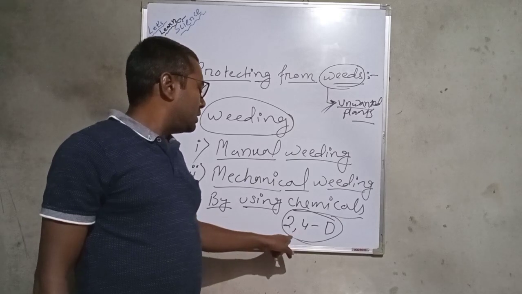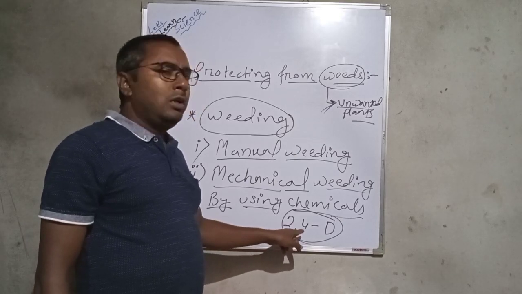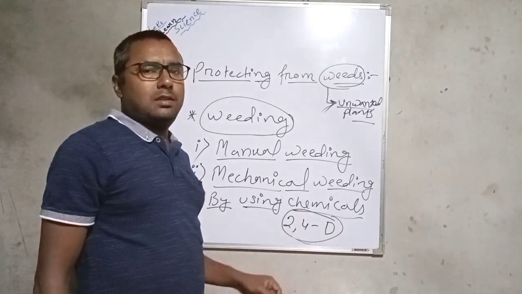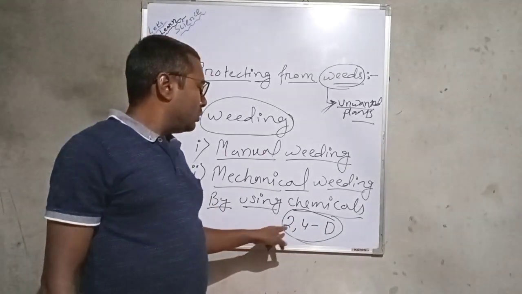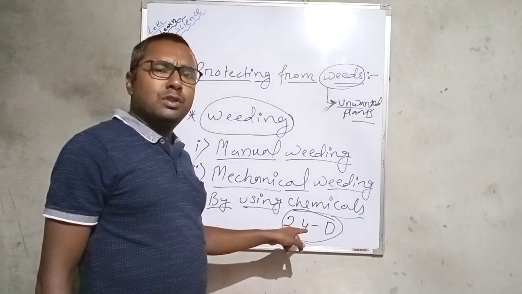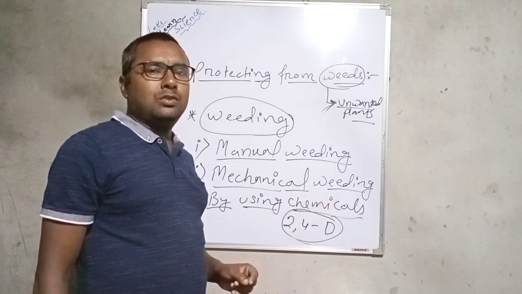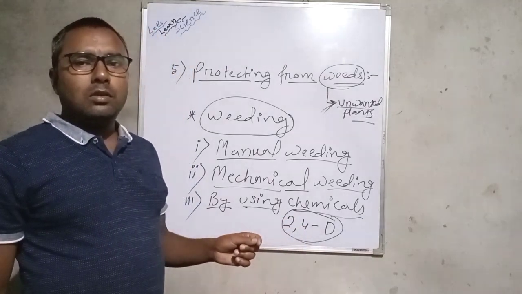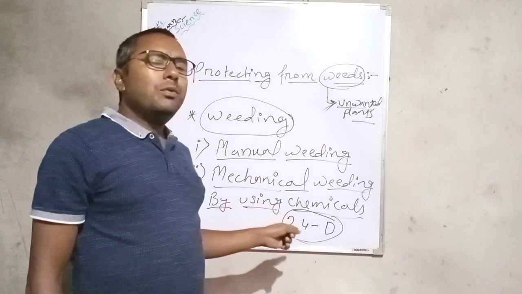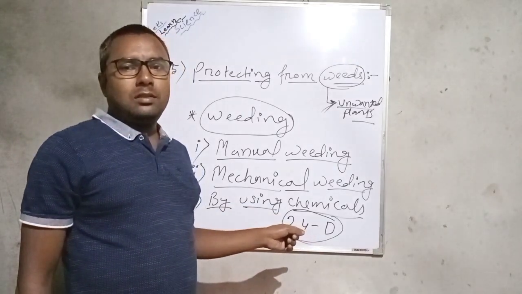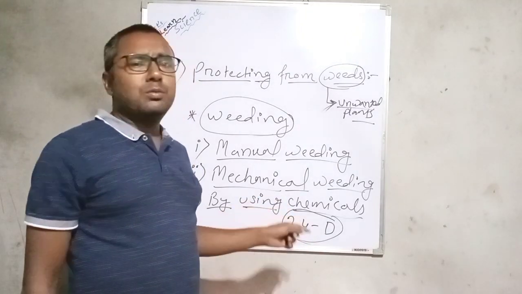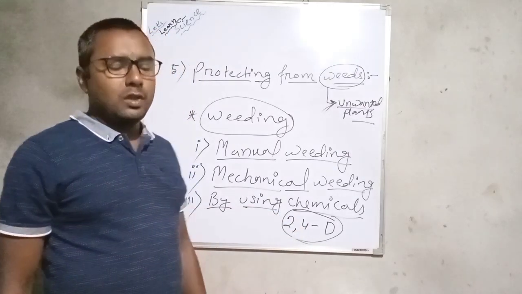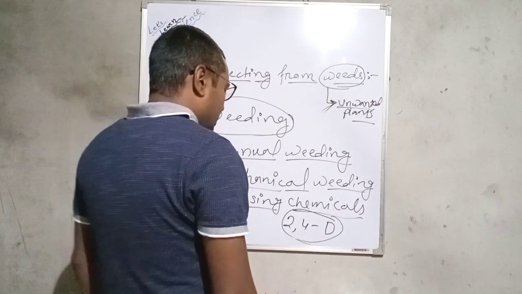And the full form of 2,4-D is 2,4-dichlorophenoxyacetic acid. So this is an organic compound. What you can call a weedicide, which is used to remove the weeds from the agricultural field. Understood? Now let us see.